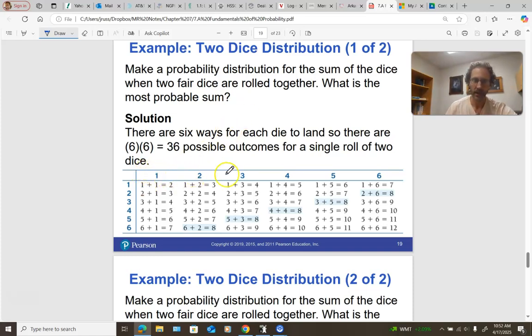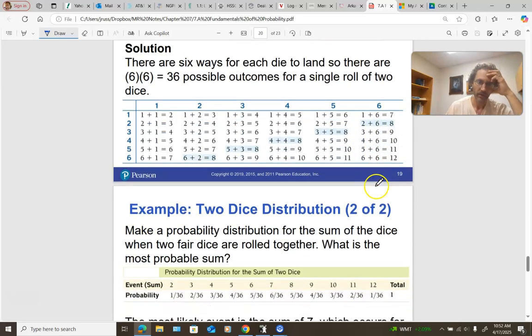So what we have on this top row represents the outcome of one of the dice, and what we have over here is the outcome of the other die. For each one, you're going to get either 1 through 6. And what we have in the field of this table are all the combinations. If you roll a 1 and a 1, the sum is going to be 2. If you roll a 1 and a 2, the sum is going to be 3. If you roll a 1 and a 3, the sum is going to be 4, etc.